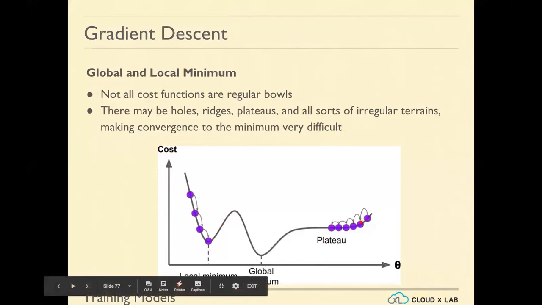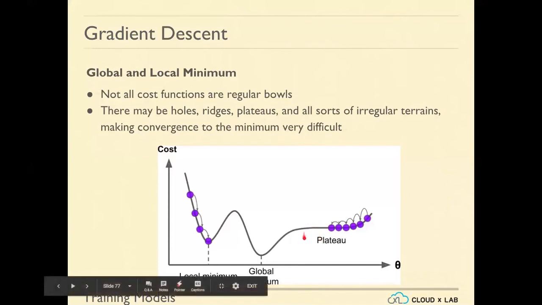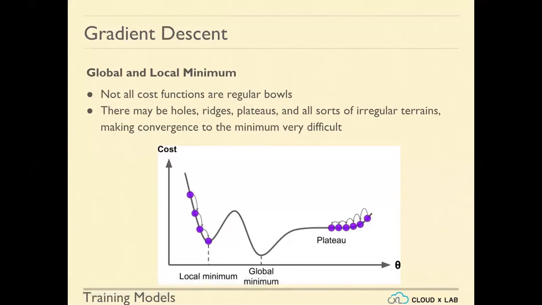Similarly, if we started somewhere here, we computed the slope. The slope is almost 0. Therefore, it'll have difficulty moving beyond here, correct? Because this is also a horizontal line, and the rate of change of error with respect to theta is going to be 0, and therefore theta will not change, and it will stop here. So these are the difficult times of gradient descent, when you have multiple minimas and plateaus, right? Is everybody clear about this?